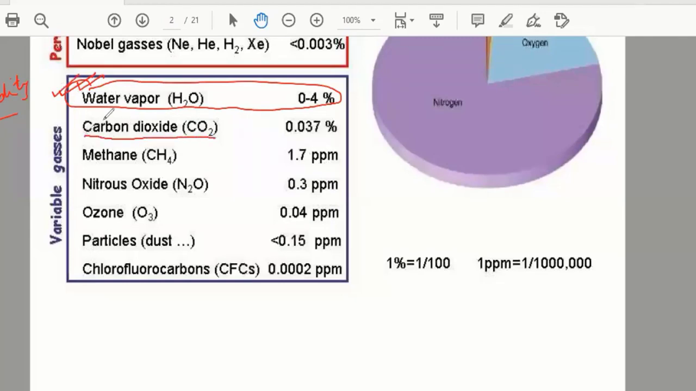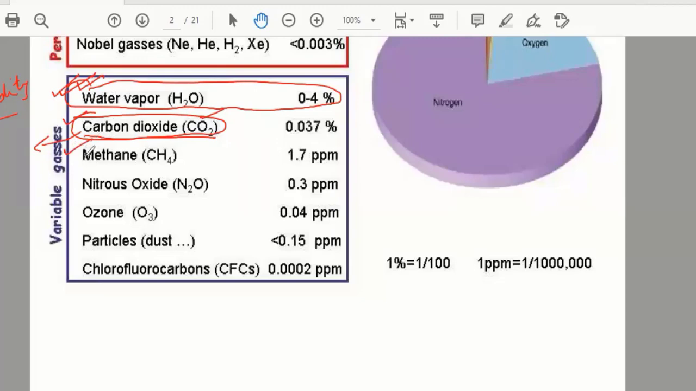After that, carbon dioxide. You know that it is produced by humans and also by burning. If there is a very polluted area where there are a lot of cars or factories, the carbon dioxide amount will be more. But if you have a forest area where the carbon dioxide is absorbed by the plants, in that atmosphere you'll find less carbon dioxide.